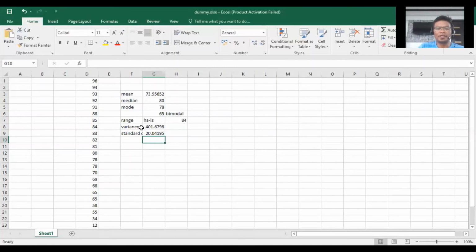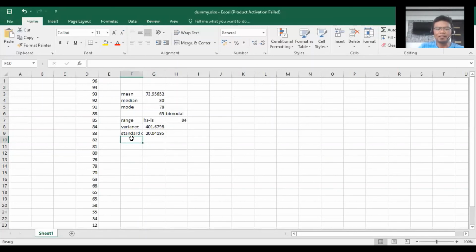Okay, just to check whether our variance and standard deviation have correct values, we take the square root of the variance and we compare it to the standard deviation. Or we square our standard deviation and we compare it to the variance. Take note that standard deviation is just the square root of the variance, or the variance is just the square of the standard deviation. Okay?